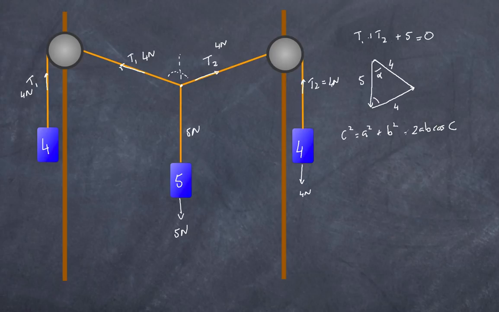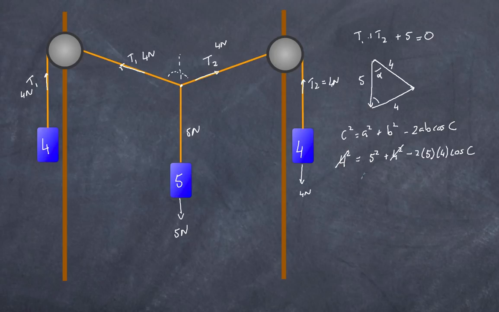And I always encourage my students to write down the formula first before substituting things in. So now substitute things in, you get 4 squared is equal to 5 squared plus 4 squared minus 2 multiplied by 5 multiplied by 4 multiplied by the cosine of c. I can now rearrange this. You can see I've got 4 squared over here and 4 squared over here. I can actually cancel those out.